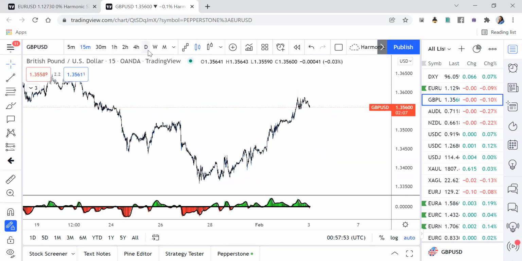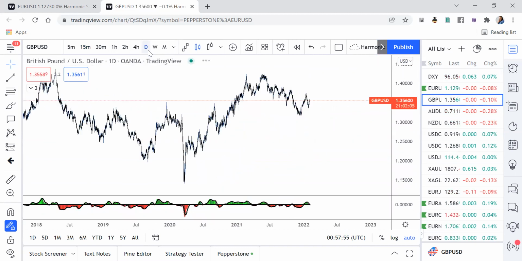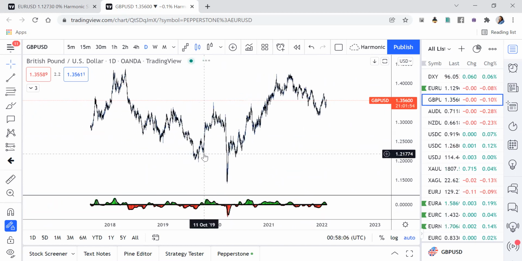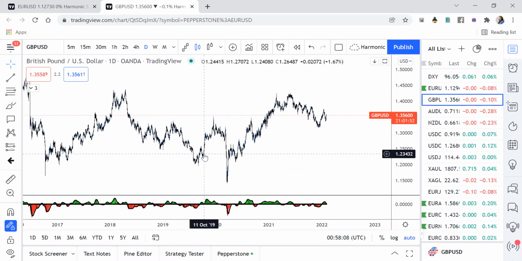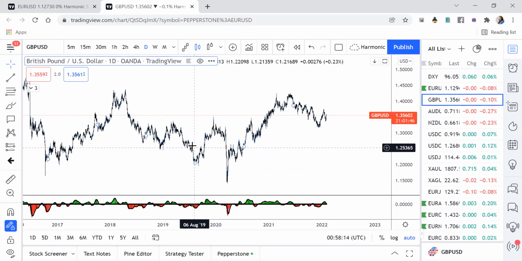So I'm gonna do the same for GBP USD, starting from the daily time frame. I'm gonna do a little less talking in this one because I want to see if you guys are paying attention. I'm gonna ask questions instead.